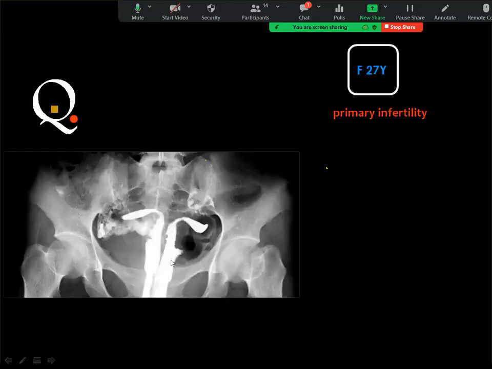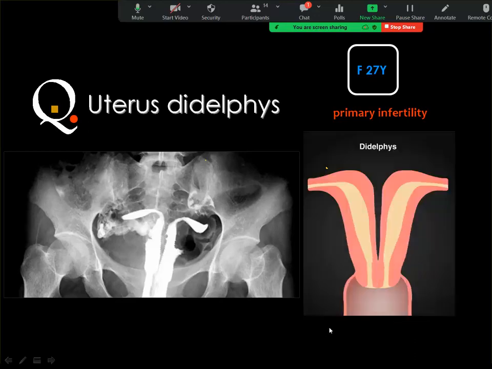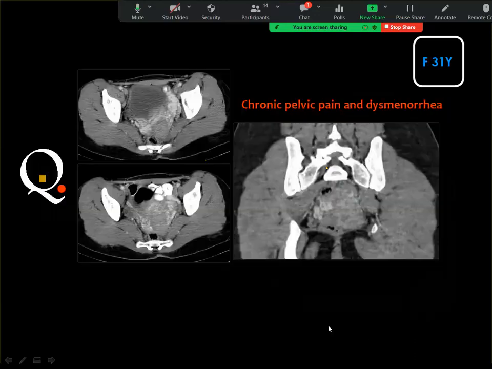And here, you can identify the two cervical openings. This happened for me once, and I could see two cervical openings, and they put a catheter here and there. Then I opacified both uterine cornua, and you got the diagnosis of uterus didelphys.